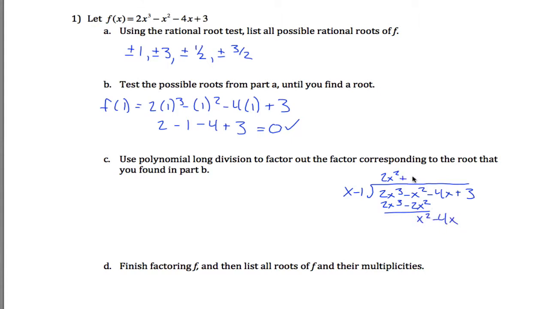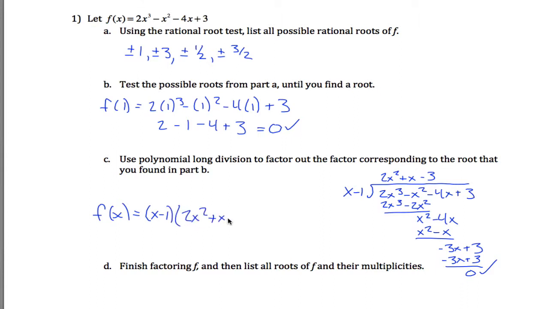To get rid of the 1x squared, we need an x here. And if you multiply that x times the x minus 1, you get x squared minus x. Subtract here, you get 0. Negative 4x minus negative x is the same as negative 4x plus x, which is negative 3x. And to get rid of the negative 3x, we just need to put a negative 3 here. Distribute through, and sure enough, we get 0 remainder, which gives us some confidence that we did it right. So f of x can be written as x minus 1 times 2x squared plus x minus 3.